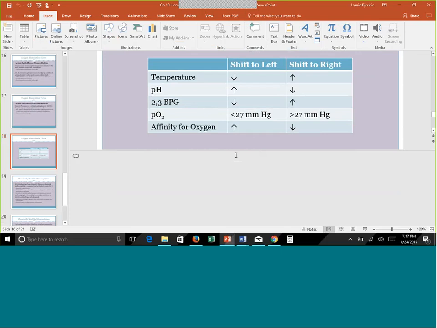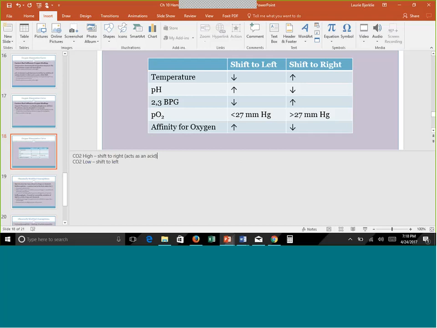All right, so CO2 will also affect your oxygen dissociation curve. If your CO2 concentration is high in your body, that is going to shift your curve to the right. If you have low CO2 in your body, that will shift your curve to the left. So what that indicates is CO2 actually acts as an acid in your body. I'm going to write that, acts as an acid.